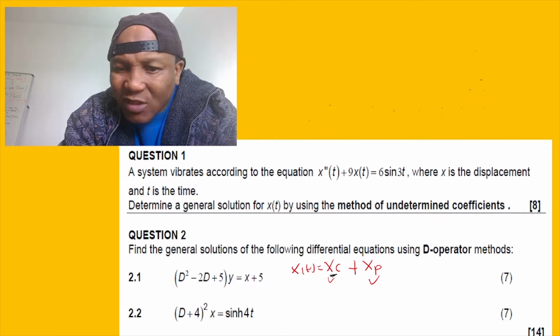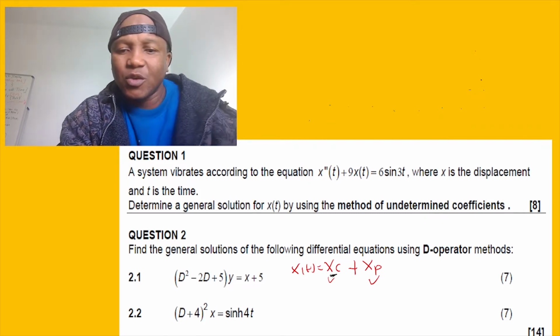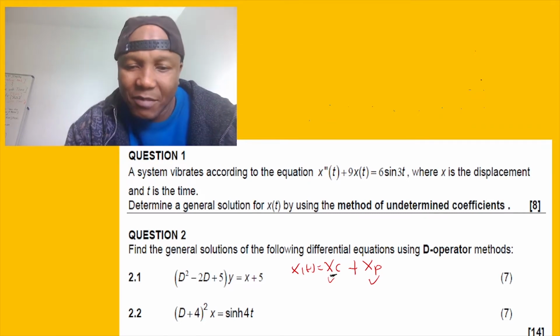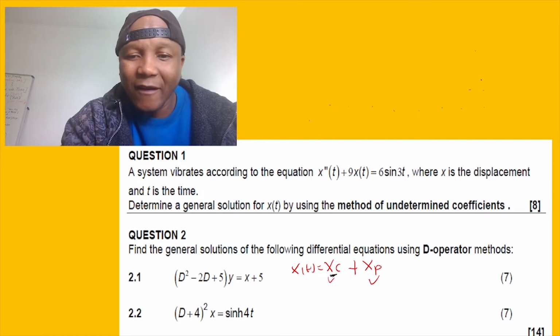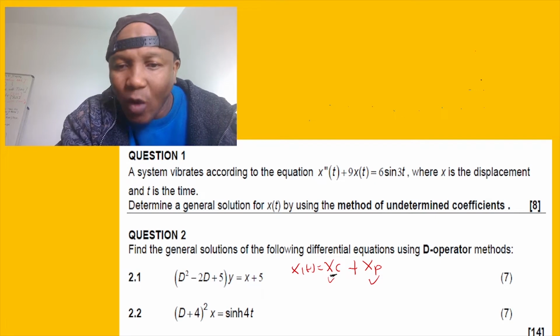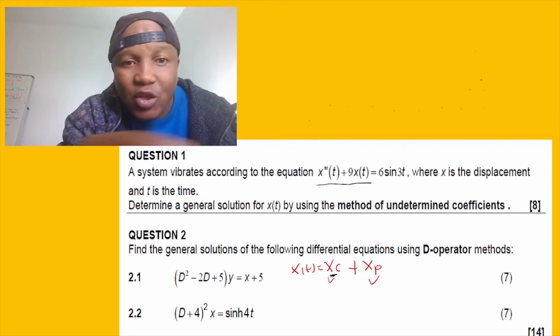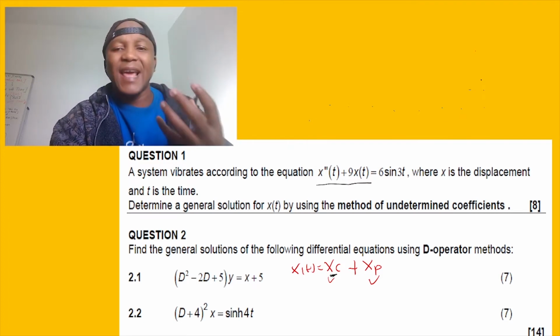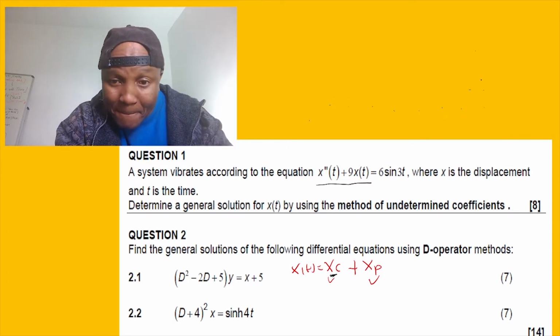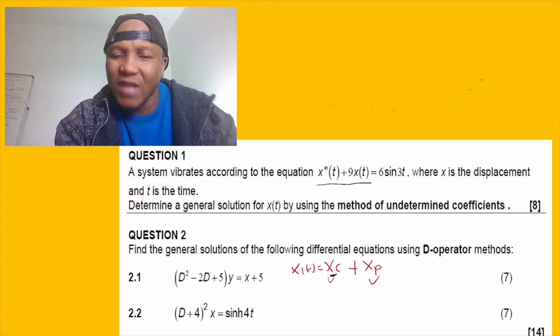So now let's find the auxiliary solution. Let me write here on top. So in a differential equation, if it's a second derivative, some people use the letter R, some people use the letter M. It's optional. For me, let me use M.